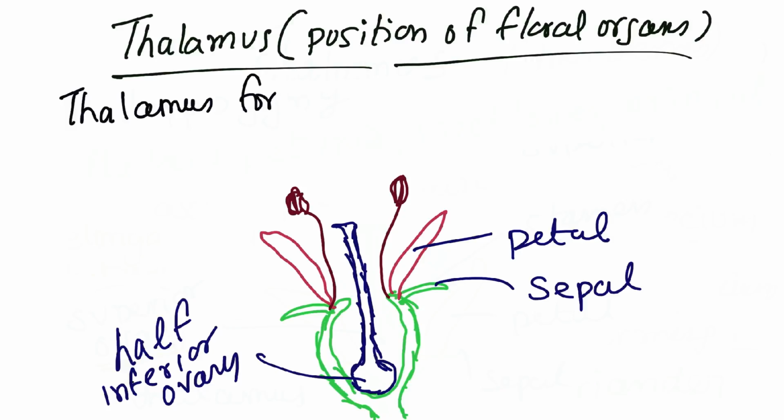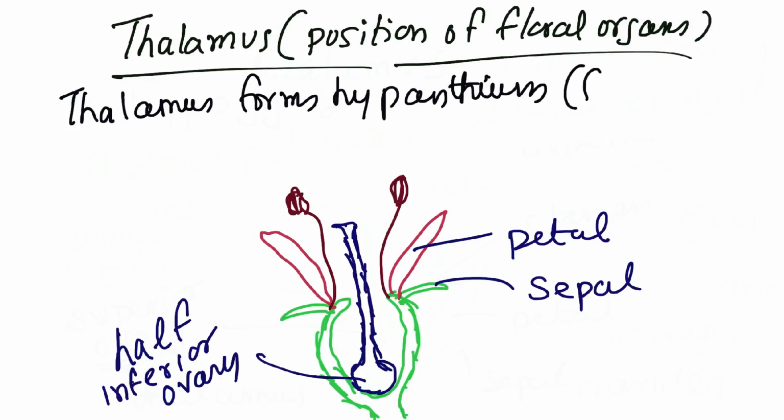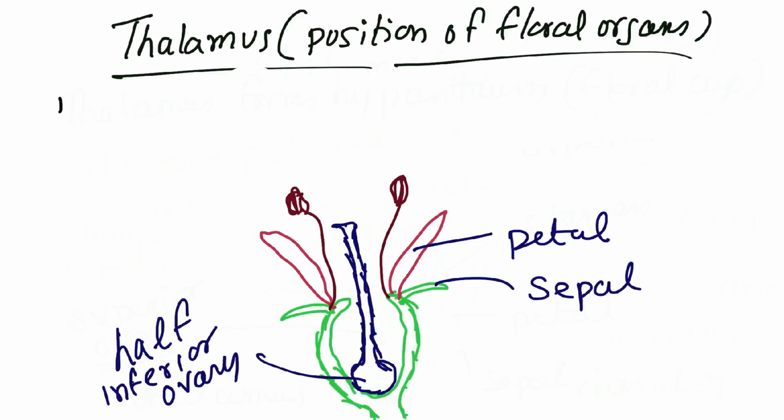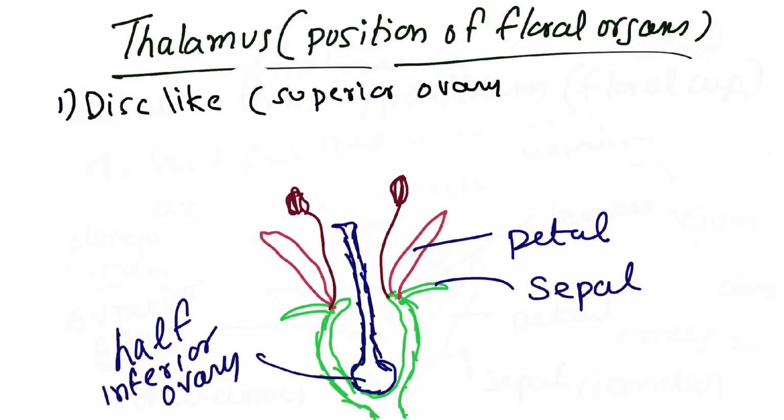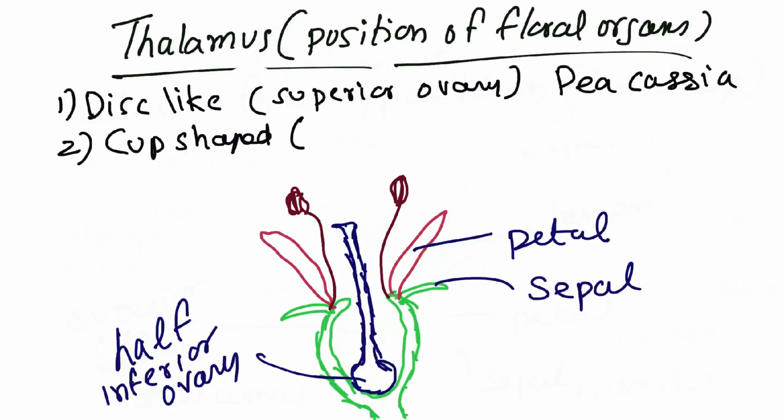Here the thalamus forms the hypanthium, which is called the floral cup, and the important point is that there are three divisions to perigyny. The first one is what is called disc-like. This is the case of perigyny where the ovary is superior. In the other two cases it's half inferior. So disc-like is superior ovary. Two important examples are pea and cassia.